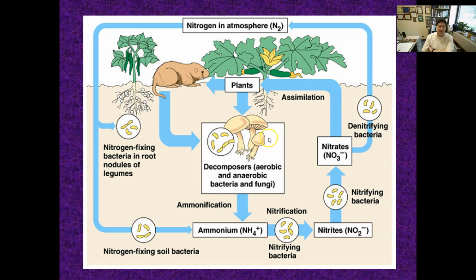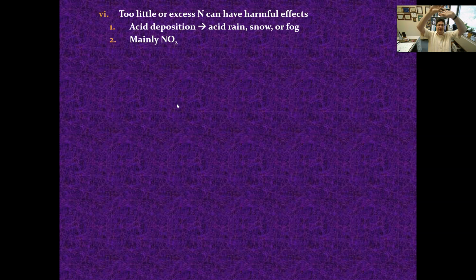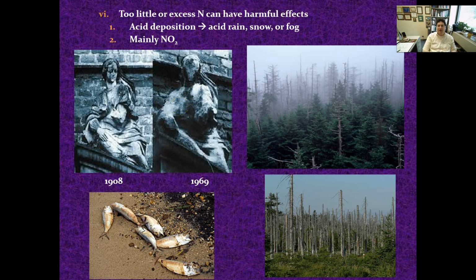Okay? Now, again, too little or too much nitrogen can have very harmful effects. One of them is called acid deposition, where nitrogen, mainly NO2 nitrites, mix in the atmosphere and then return to Earth as acid rain, snow, or fog, causing effects like this. Look at, here's the original statue in 1908. Look at what that acid rain has done to it.